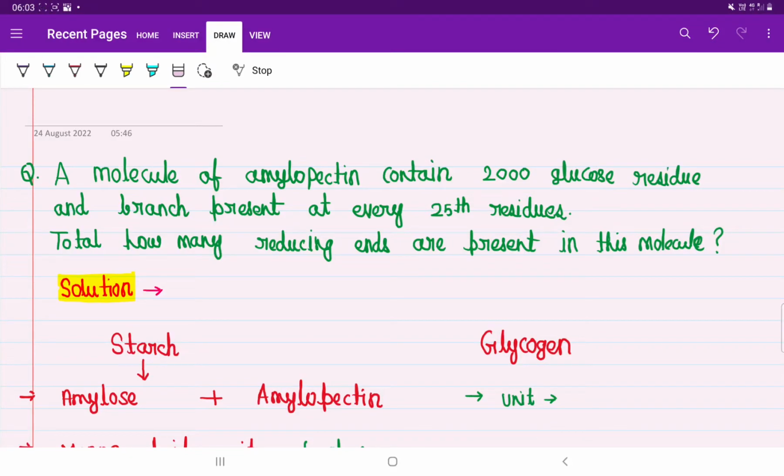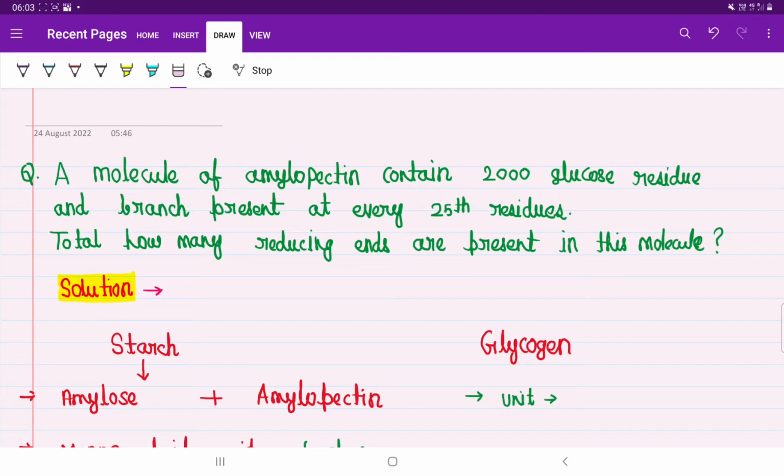Please solve this interesting question. A molecule of amylopectin contains 2000 glucose residues and branches present at every 25th residue. In total, how many reducing ends are present in this molecule?